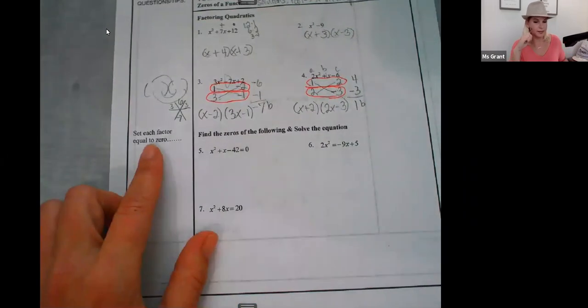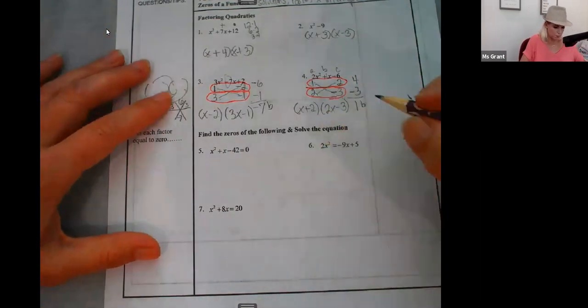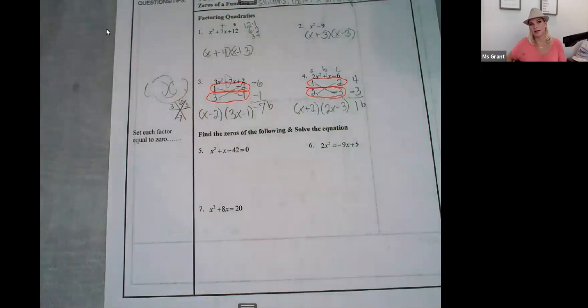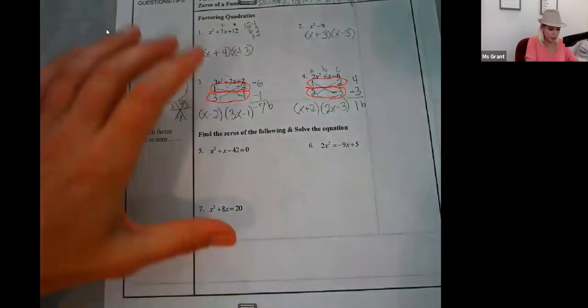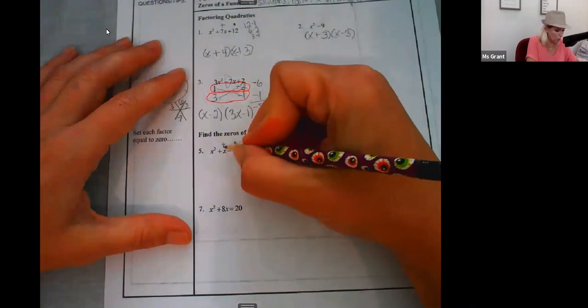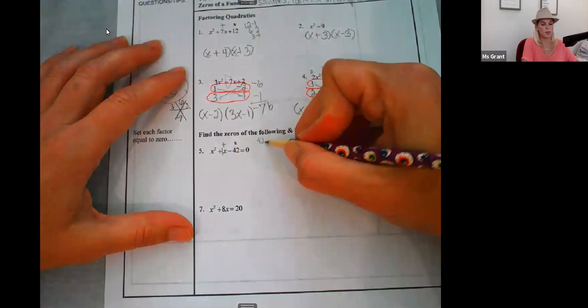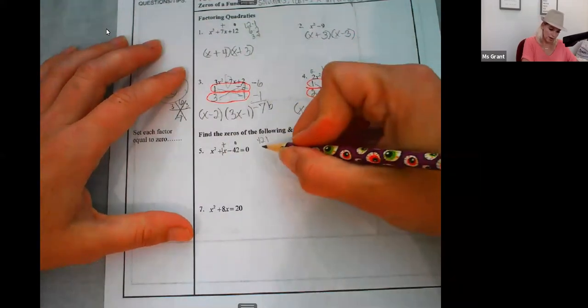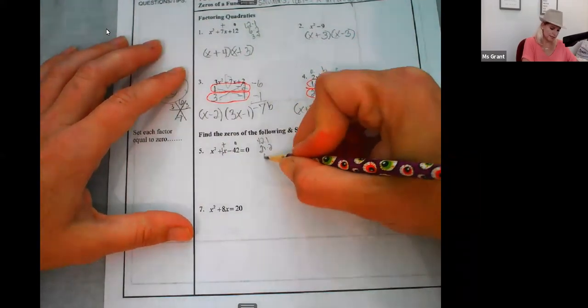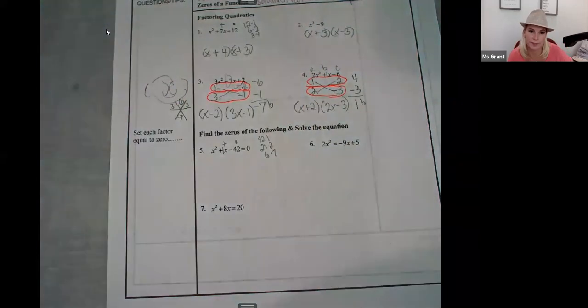This is a little hint. Set each factor equal to 0. Okay, number 5 is already equal to 0. I need two numbers that multiply to make 42 and add up to 1. 42, guys. 42 times 1, 21 times 2, 6 times 7. Can I make 1 out of any of those by adding them?